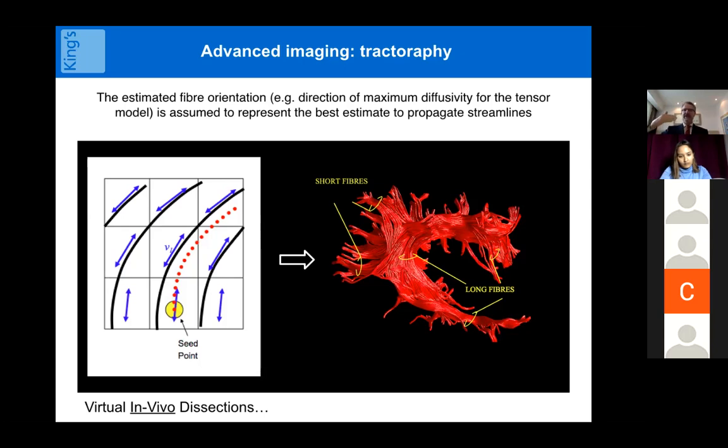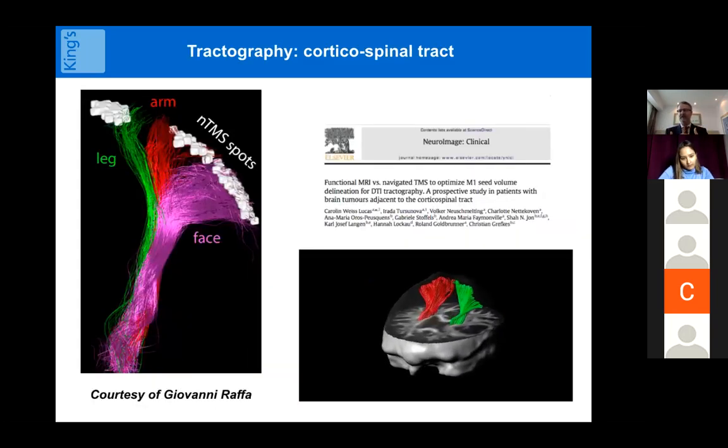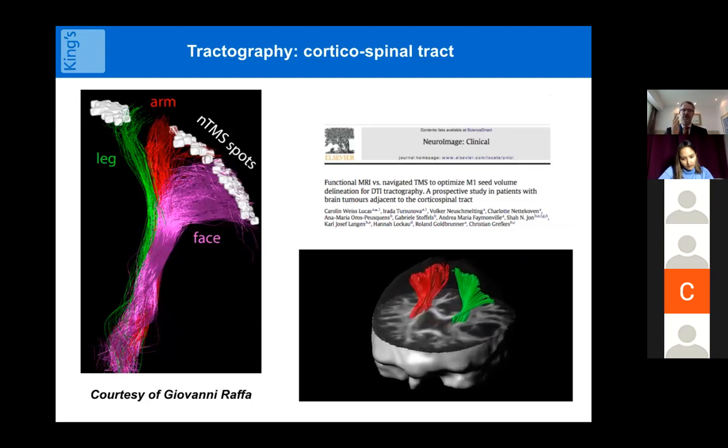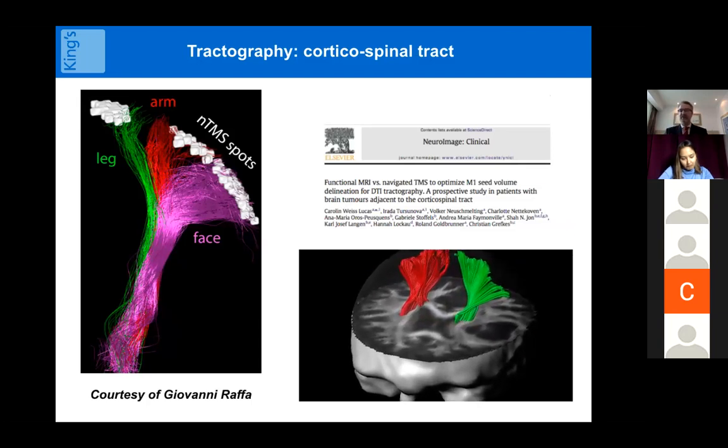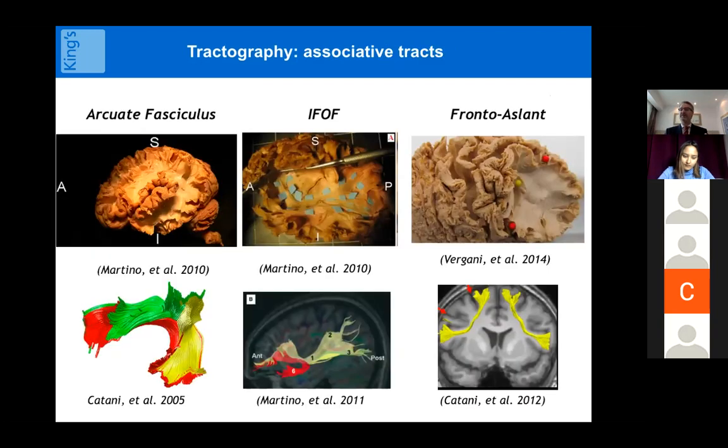Just to give you an idea, imagine that you spare the motor cortex and then you cut the cortico-spinal tract. The patient will result with a hemiplegia that is usually even more severe than the motor deficit that you have if you damage the motor cortex. So again, sparing the white matter tracts is very important, and this is true with regard to the cortico-spinal tract and to the white matter tracts that subserve language function.